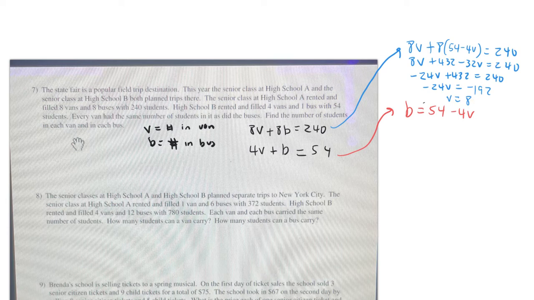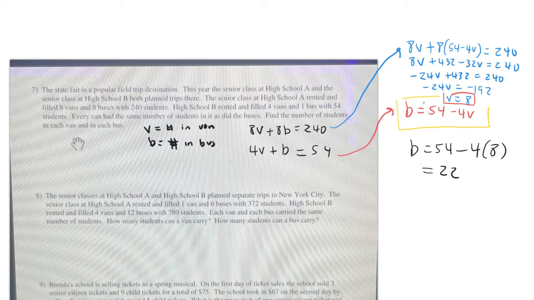So the question now is, if there's 8 students per van, how many students are there per bus? In other words, what is B? Because we just solved V, now we want B. Well, the good news is we could really just use this yellow box equation. I mean, because we modified this equation, we turned it into the red equation, and this red equation is the perfect equation to use right now. So we have B equals 54 minus 4 times 8, right? So it's 54 minus 32, and 54 minus 32 is 22. All right, so there's 22 students per bus.